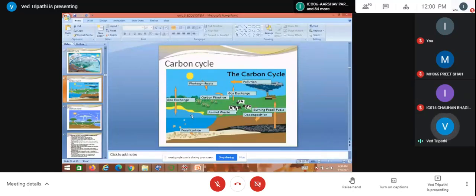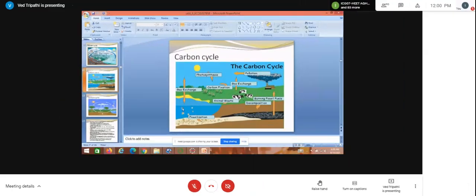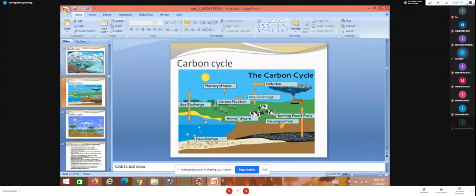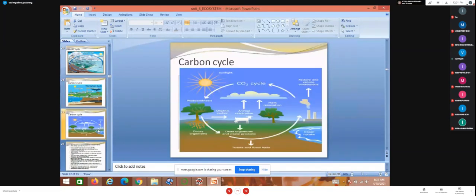soil, and some of it is diffused. Some of the carbon compounds are there in the aquatic ecosystems as well. So from there, as well as from the fossil fuels. So when we are burning fossil fuels, there is emission of carbon compounds. So there is a carbon cycle.